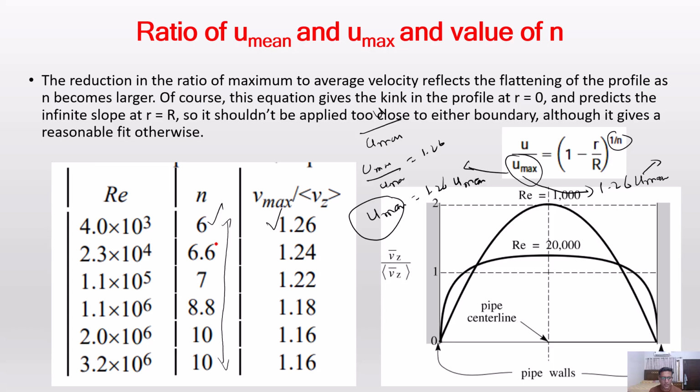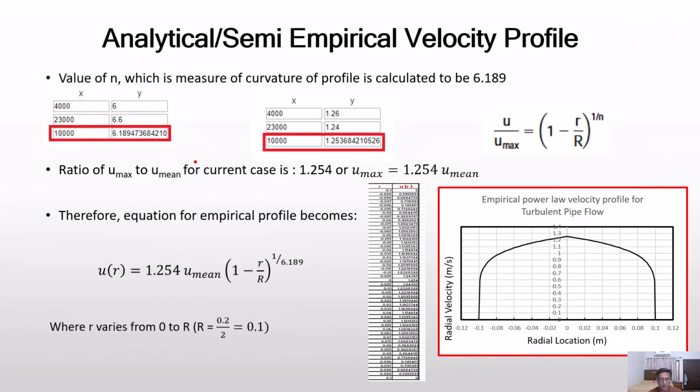Okay, so now use interpolation because our value for the Reynolds number is 10,000, which is in between these two values. So use interpolation to find out the n, and also the V maximum upon the V mean. I found that n is equal to 6.189, and the ratio U maximum upon U mean is equal to 1.256, so you can make it 1.254. Put in this formula and then use Excel to plot this plot over here.